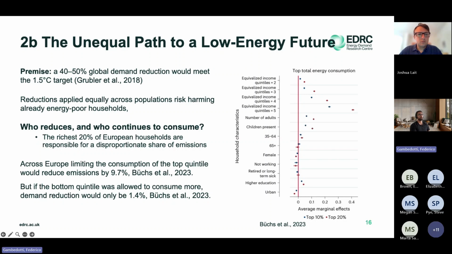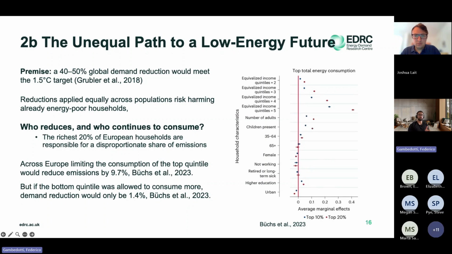The question, however, becomes: if we asked everyone to reduce their consumption by 50%, some people in the, again, most affluent groups wouldn't really mind, they wouldn't particularly be impacted, but the people at the bottom would actually be damaged. So both the bullet points on the left and the graphs on the right come from a study by Bucks et al. They looked at how the distribution of energy consumption in Europe across different groups varies.